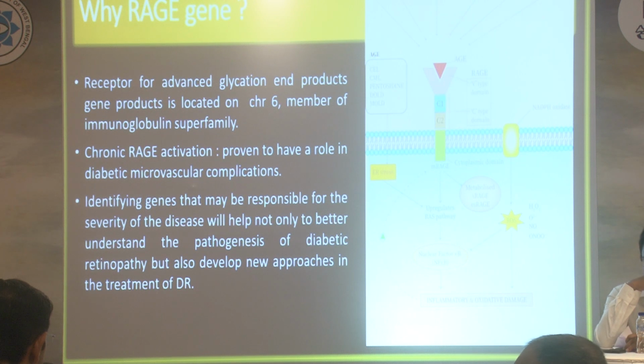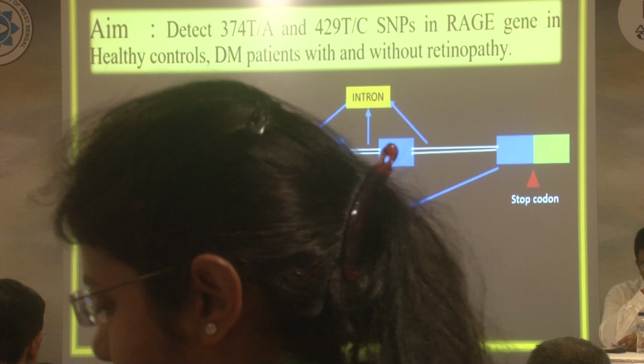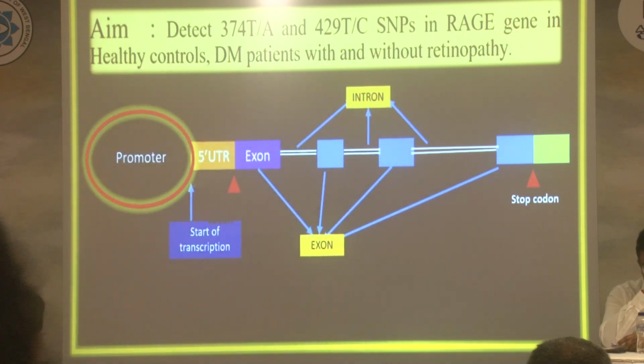Identifying genes that may be responsible for the disease severity may not only better the understanding of the disease pathogenesis, but also develop new approaches for the treatment of DR. My aim was to detect 374 T/A polymorphism and 429 thymine with cytosine single nucleotide polymorphism in RAGE gene in healthy controls, diabetic patients with and without retinopathy.